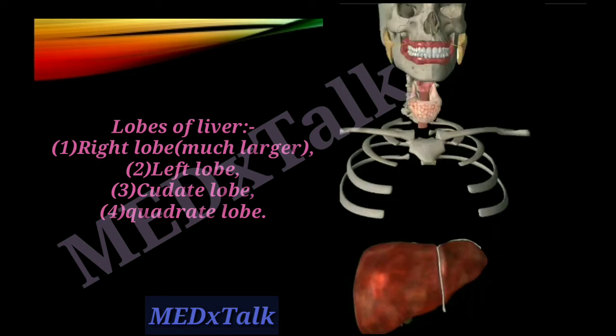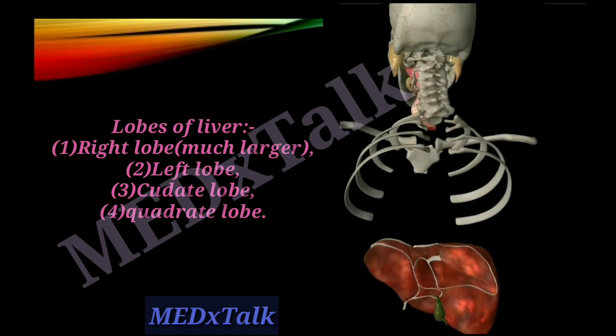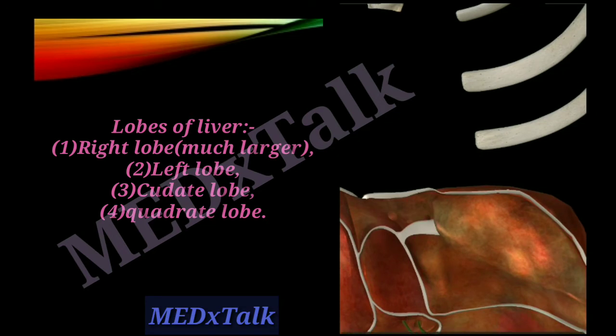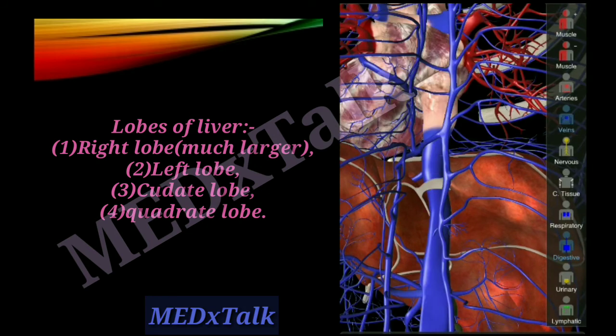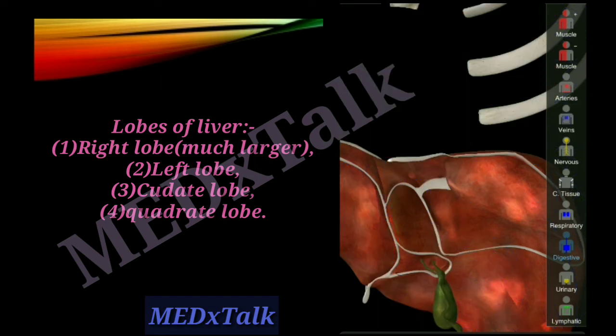Now we discuss the two other lobes of the liver. It is the caudate lobe of the liver. The caudate lobe is situated on the posterior surface. It is bounded on the right side by the impression for the inferior vena cava. So let's see the inferior vena cava. It is the groove of the inferior vena cava and it is the caudate lobe of the liver.